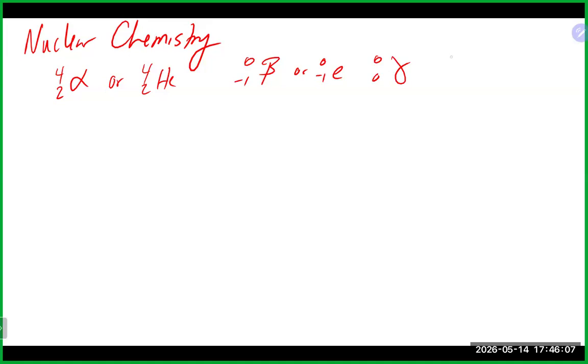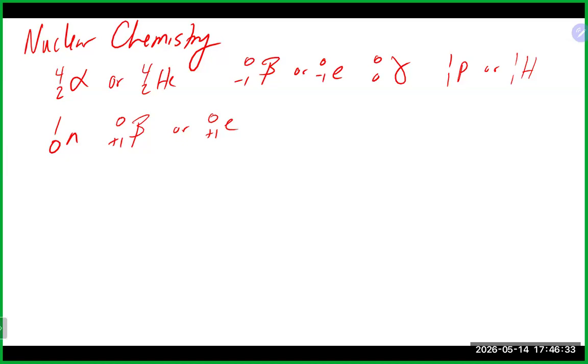Then also we have some other things like protons, so a P or a hydrogen there as well. We also have neutrons, and we also have positrons, which again uses kind of the same symbols as a beta particle, except that it is +1. So these are the common symbols that we come across in nuclear chemistry.